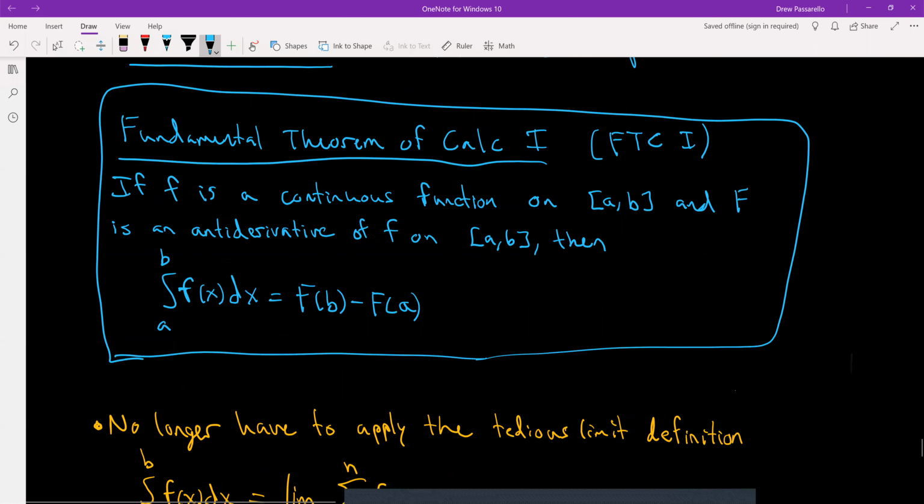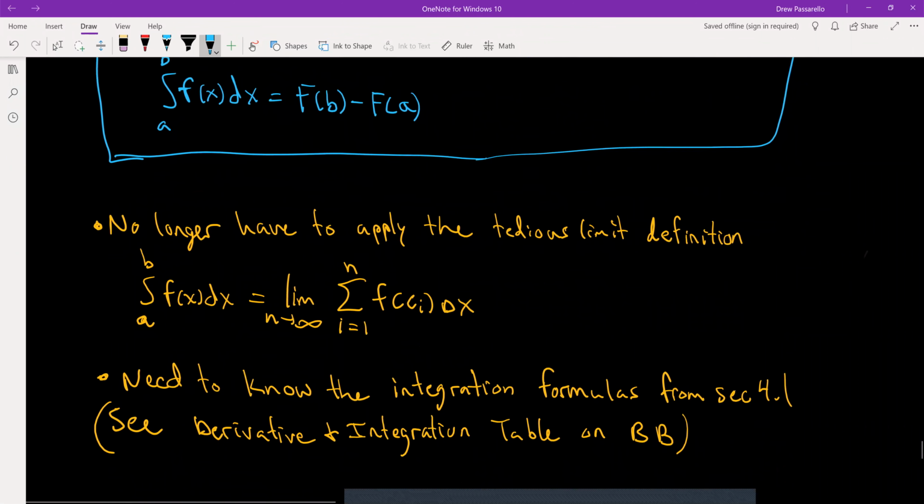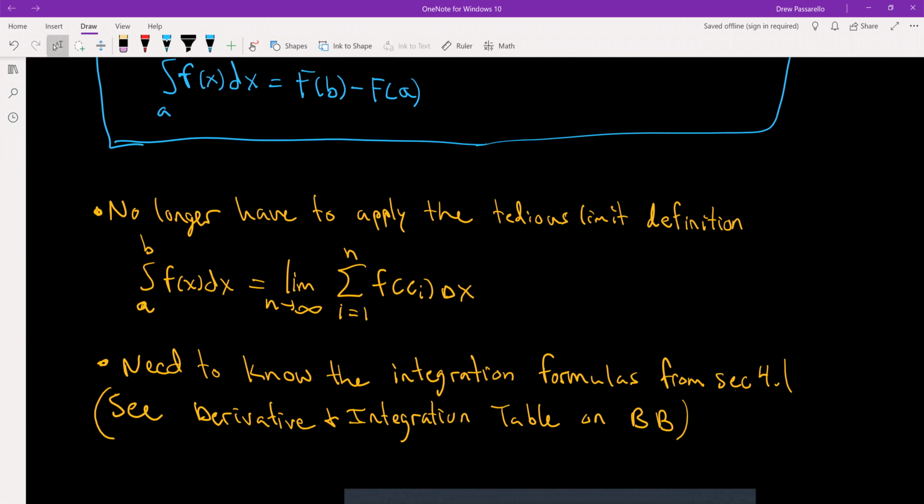So the benefit of this is you no longer have to apply the tedious limit definition, where the definite integral was the limit as n goes to infinity of that Riemann sum. This is going to take a lot less work. An analogy would be that when we dealt with derivatives, we first were taught the limit definition of a derivative, and then you learned the derivative rules. Once we knew the derivative rules, you no longer had to apply a limit definition.